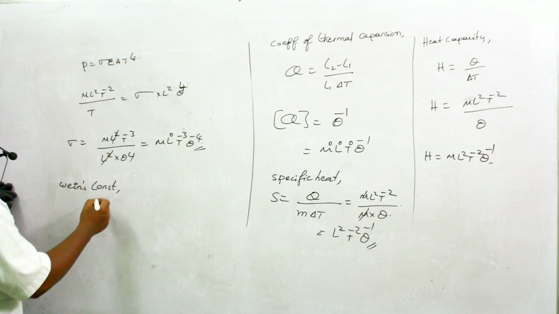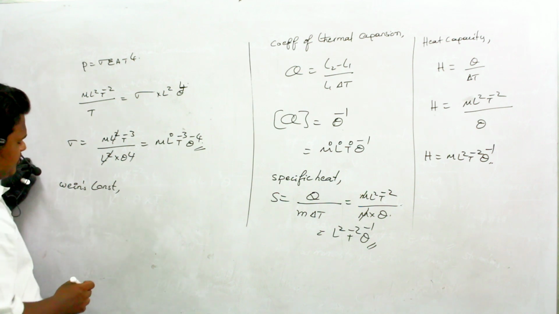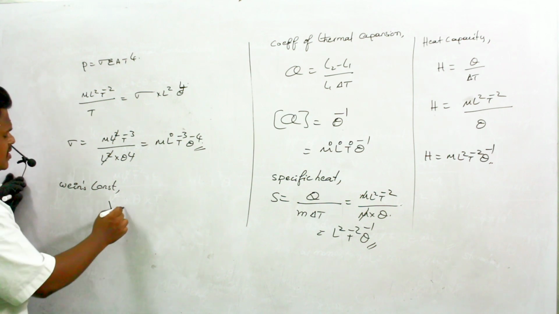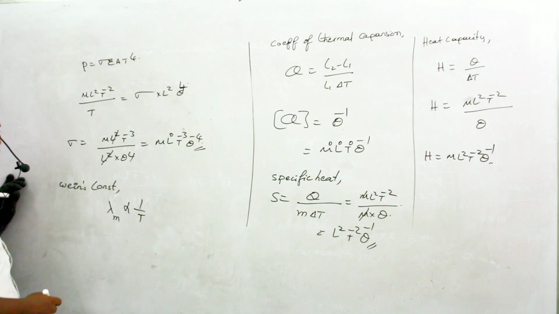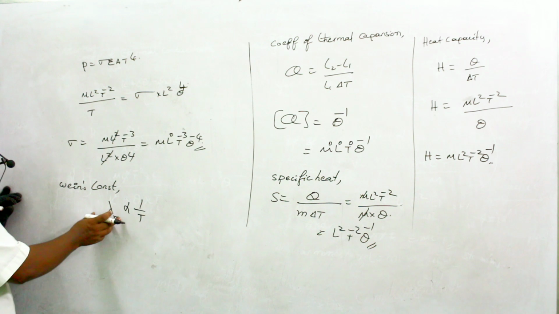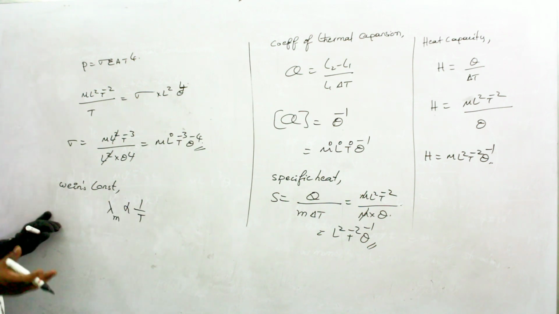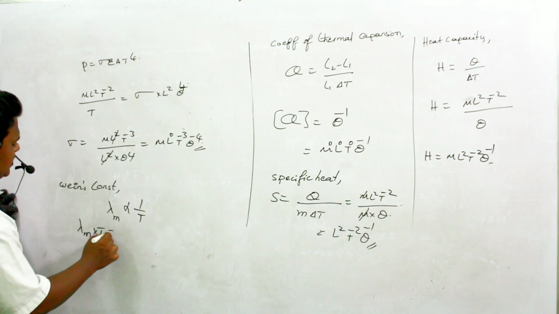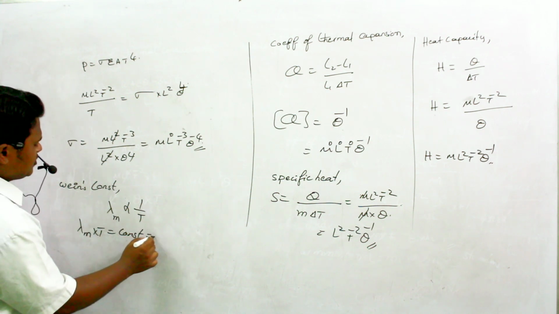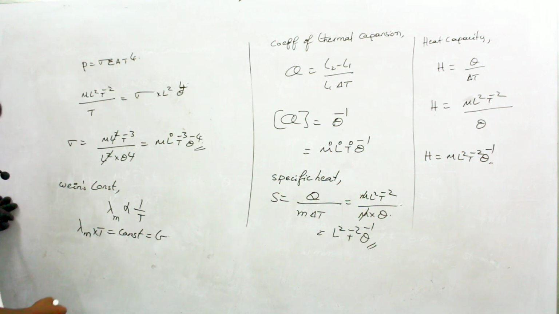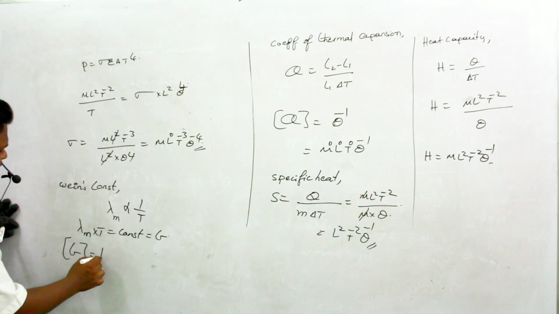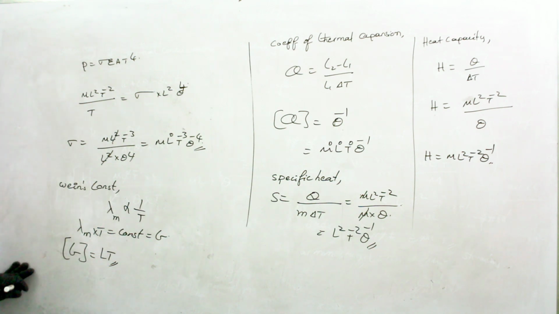So this dimension of Wien's constant we will get in Wien's law, where it says the maximum wavelength of energy released is directly proportional to 1 by temperature. As temperature increases, the wavelength at which maximum energy is released decreases. So I can write lambda_m into T should be a constant, and that constant we call it the B value. Therefore, dimension of B can be written as, dimension of lambda is nothing but L, so L into T should be the dimension of Wien's constant.